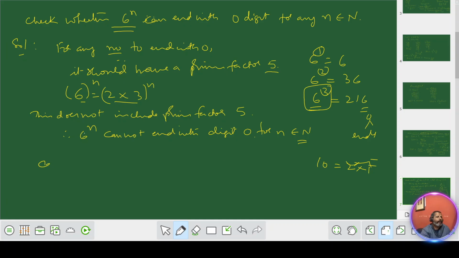Can you try in a similar way for 4 to the power n? Try to solve whether 4 to the power n ends with the digit 0, meaning 0 in the unit place. In a similar way, the first two statements remain the same. For any number to end with 0, it should have a prime factor 5. But 4 to the power n is nothing but 2 into 2 to the power n. So it doesn't have a prime factor 5. So 4 to the power n cannot end with 0 for any natural number n.